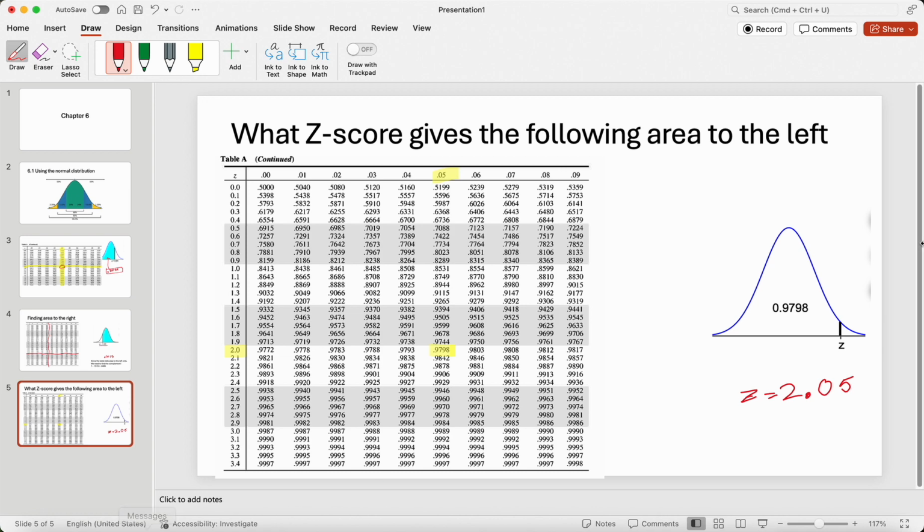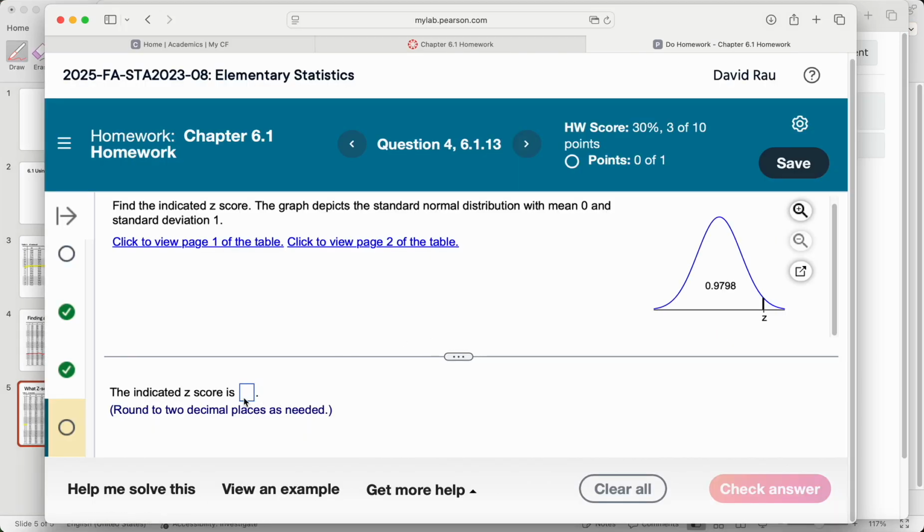Now, of course, what would be tricky is what if you were looking for area on the right? Well, you would do what we did last time, but you would first take the complement of the value that you see, so that you have a left-sided area, and then still look for that area in the middle, and then see where it came from on the left and on the top. So 2.05 is my answer.